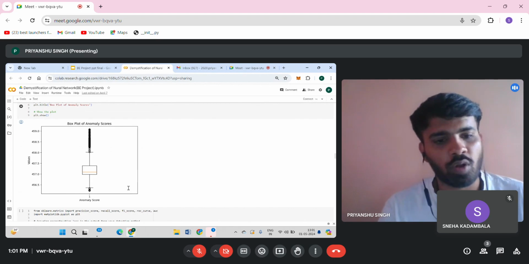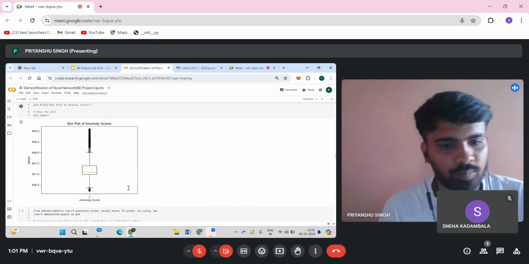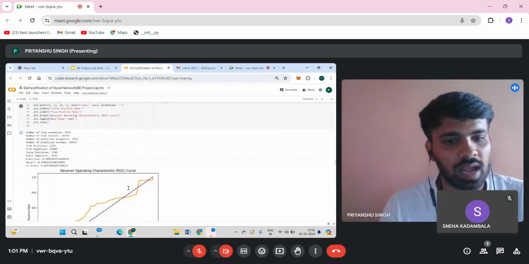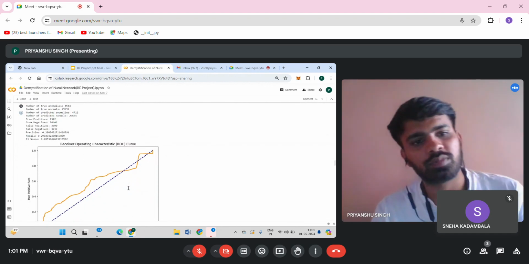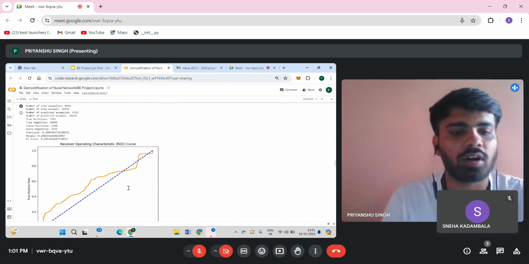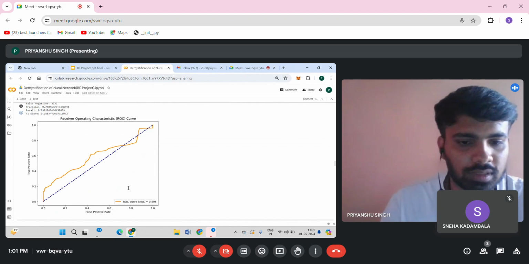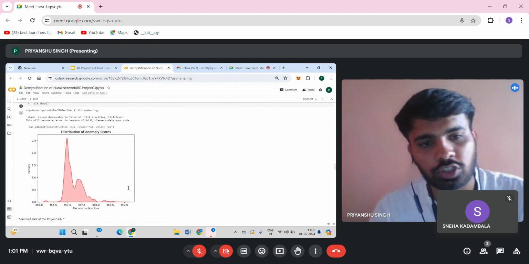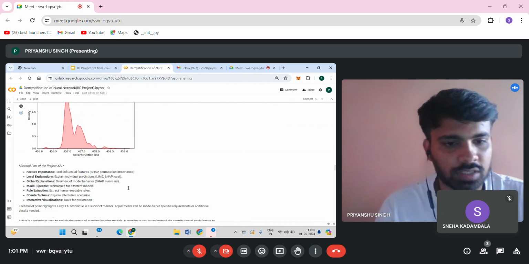This is the box plot which we have plotted for the model. And here comes the main part: the precision, recall, and F1 score which we have got in our model, and this is the ROC curve. And this is the distribution of anomaly scores which we are displaying here.